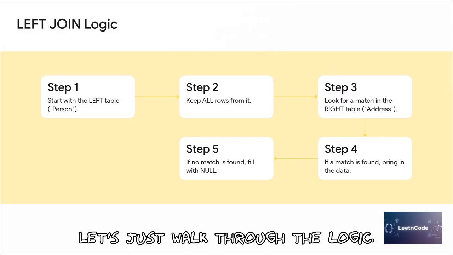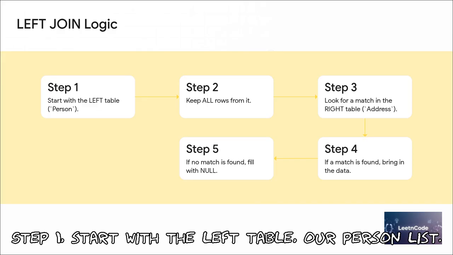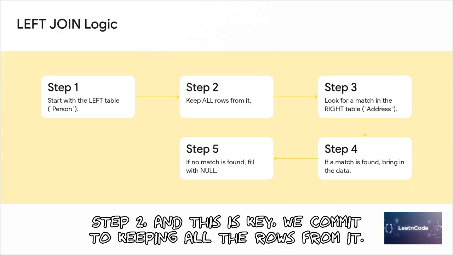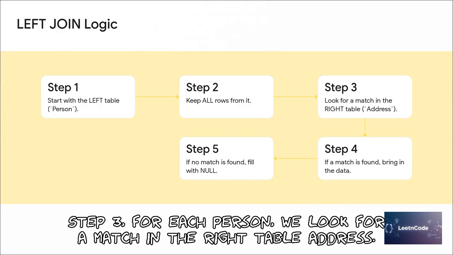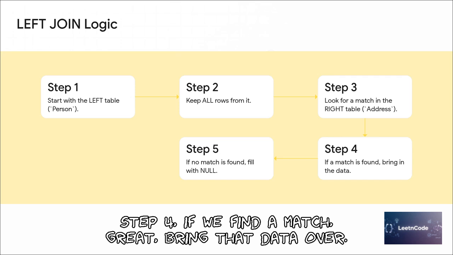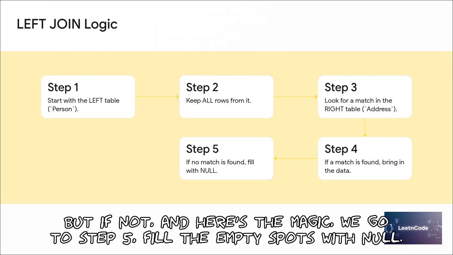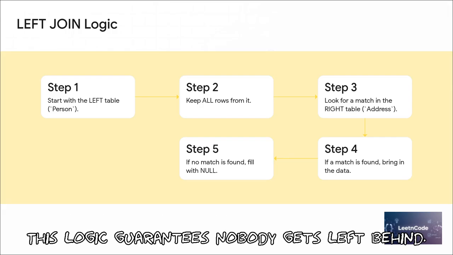Let's just walk through the logic. It's a simple recipe. Step 1, start with the left table, our person list. Step 2, and this is key, we commit to keeping all the rows from it. Step 3, for each person, we look for a match in the right table, address. Step 4, if we find a match, great, bring that data over. But if not, and here's the magic, we go to step 5, fill the empty spots with null. This logic guarantees nobody gets left behind.